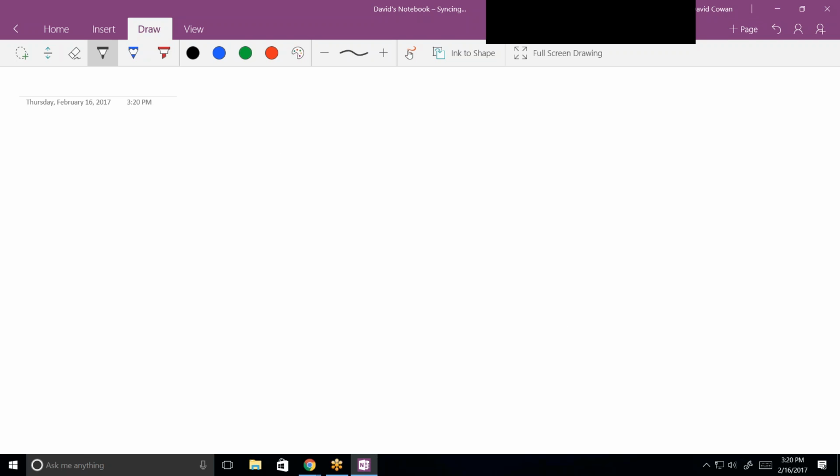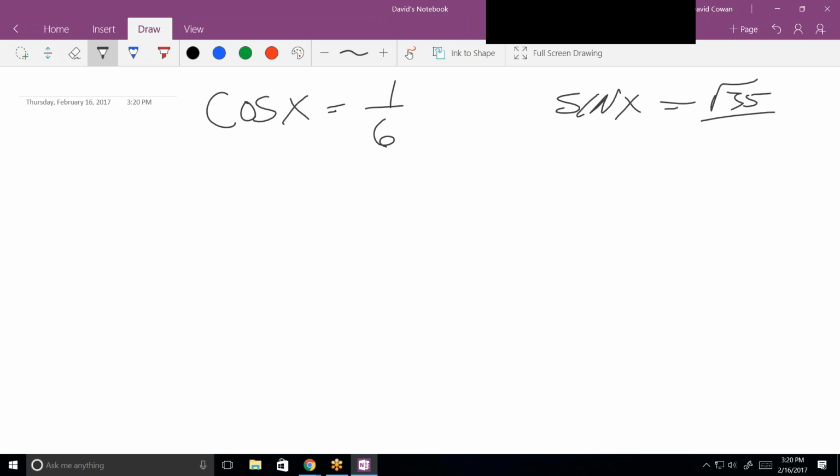The next one is if cosine of x equals 1/6 and sine of x equals √35/6, then find cotangent of x. Yeah, this is a more traditional problem. Now, they've given us this, what's the first step?